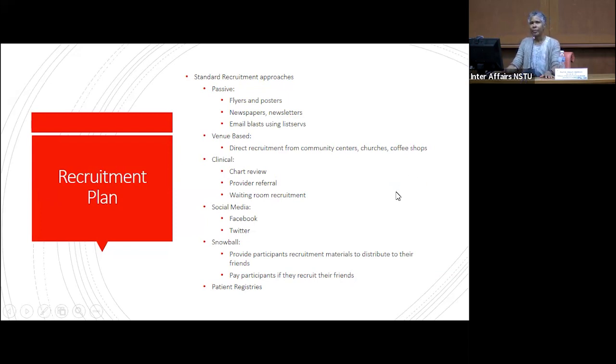My general attitude is that it's a multi-pronged approach that helps you to recruit. So there are passive approaches, such as flyers, posters. There's venue-based, where you go to a community center or activity centers where you would expect to find your target population in the community. So if you're interested in exercise among older populations, you might go to a senior activity place. Clinical setting, you can use the chart review, provider referrals, or recruitment in the waiting room.